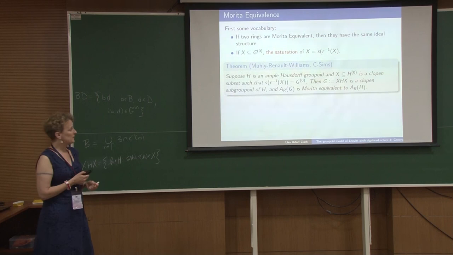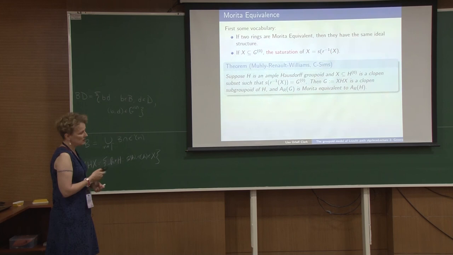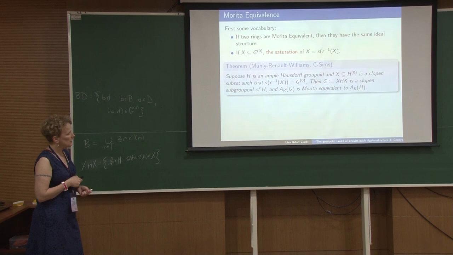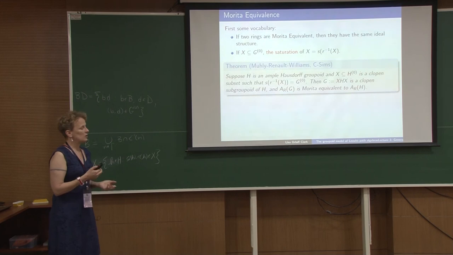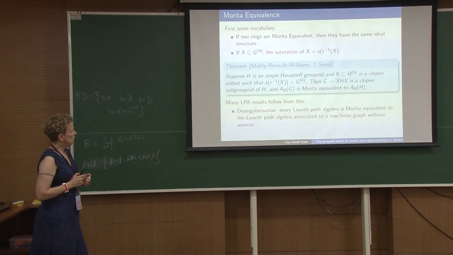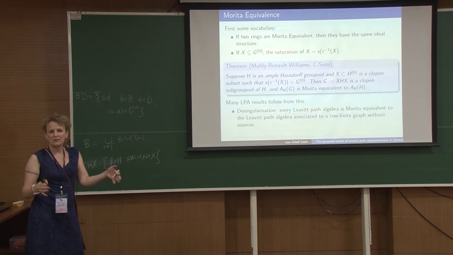And in fact, it's ample and Hausdorff, and the two Steinberg algebras are Morita equivalent. So it's an abstract construction to build some Morita equivalent algebras. I'm not going to go into the details, but there are many different ways you could apply this to Leavitt path algebras. Just try to think about how you could restrict the unit space in such a way as to get sets whose saturation is everything.